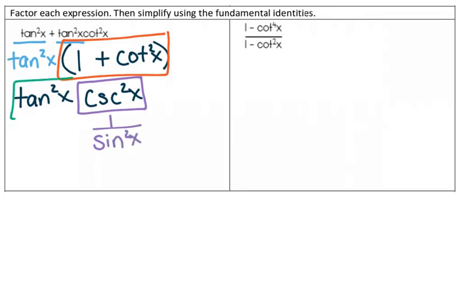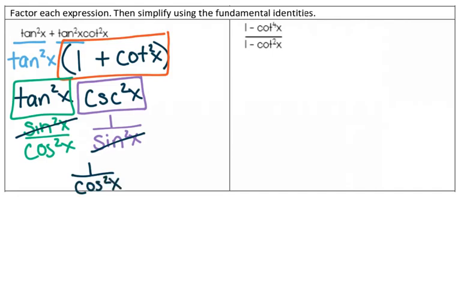Because I want some sines to cancel out, I'm going to rewrite tan as sine over cosine. So because it's tan squared, it's going to be sine squared x over cosine squared x. Then you should see what happens. I got sine squared on top, sine squared on the bottom. The only thing that's left is 1 over cosine squared. And that is a reciprocal identity. So 1 over cosine is the same thing as secant, so 1 over cosine squared would be secant squared x.